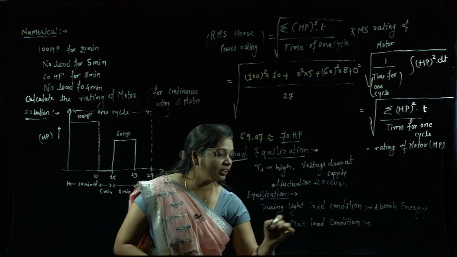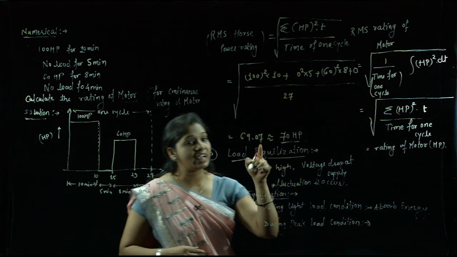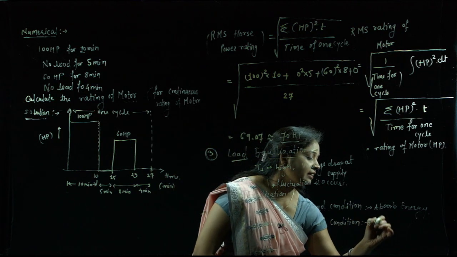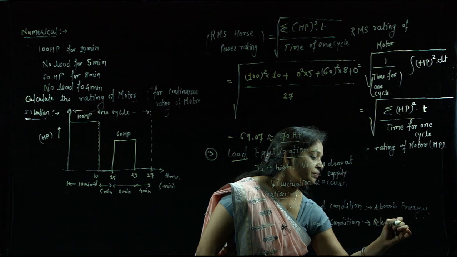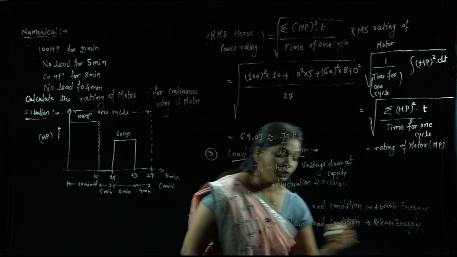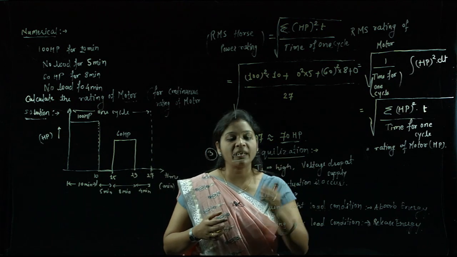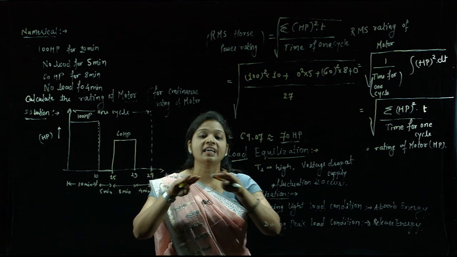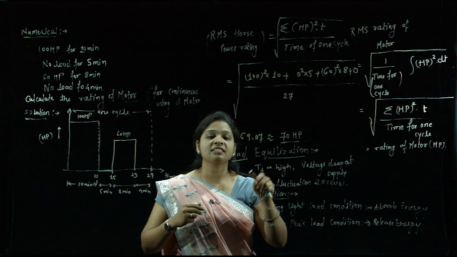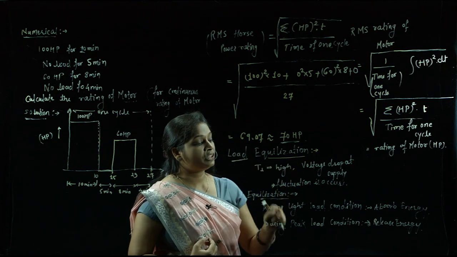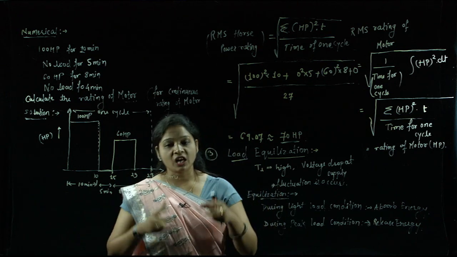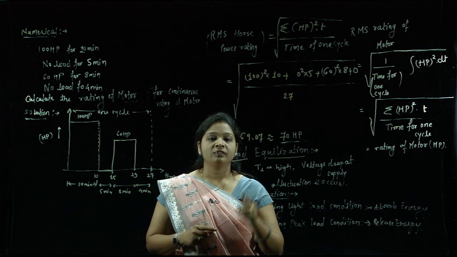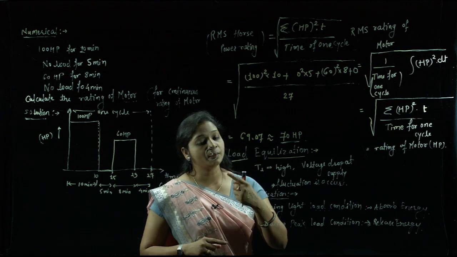So during peak load condition, if the flywheel is attached to the rotor shaft, energy will be released by the flywheel. So during peak load condition, that flywheel will supply some energy, and some energy comes from the source. In that case, we can equalize the system. So that is your load equalization. It means if the flywheel is attached to the rotor shaft, during peak load condition that flywheel will release some energy and give it to the motor.